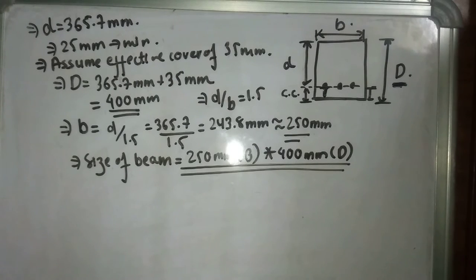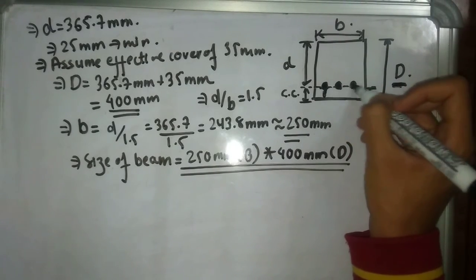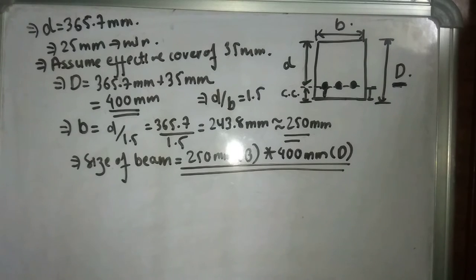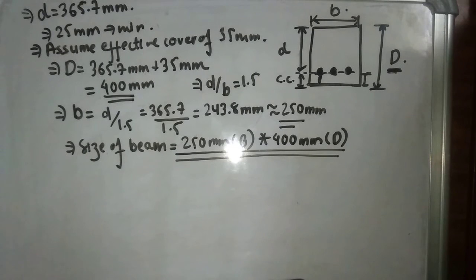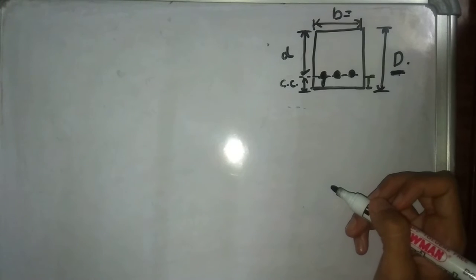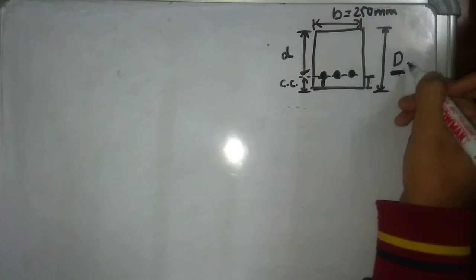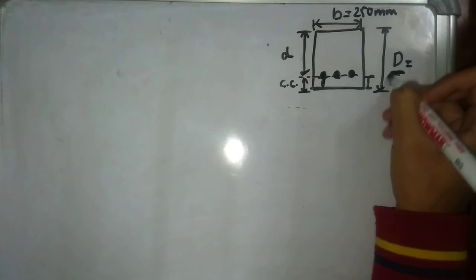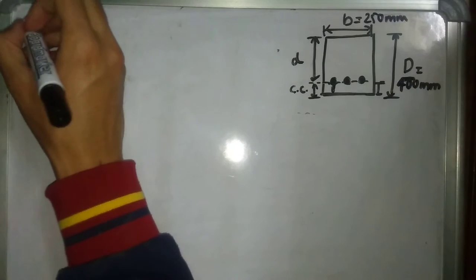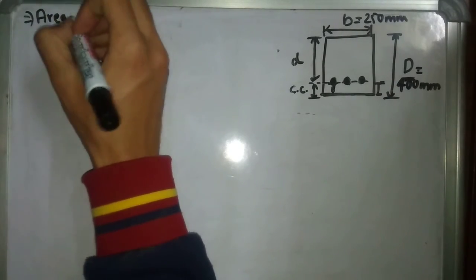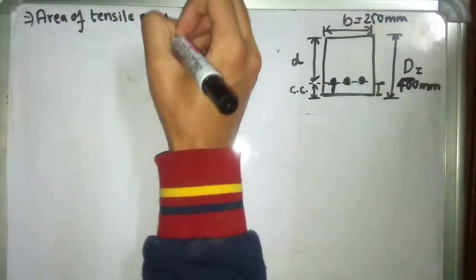my design is correct or not, we need to find out the area of tensile reinforcement. So next, we're going to find out our area of tensile reinforcement, or our area of rebar as well. So hopefully you have it clear over here. You can copy this or take a screenshot. Now we're going to move to our next part. So now we have already found out our value of B and D. Our value of B is 250 mm, while our value of D is 400 mm. So what we're going to do next is find out the area of our tensile reinforcement. So we write down over here, area of tensile reinforcement.